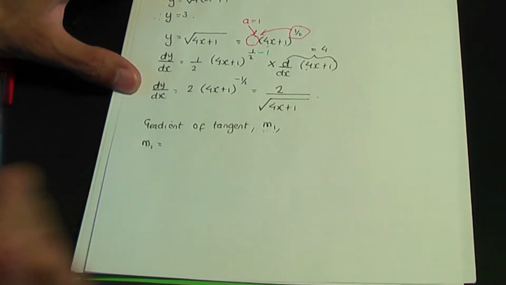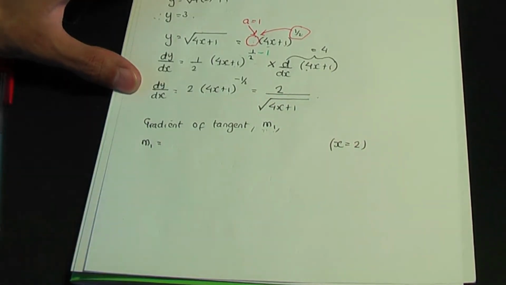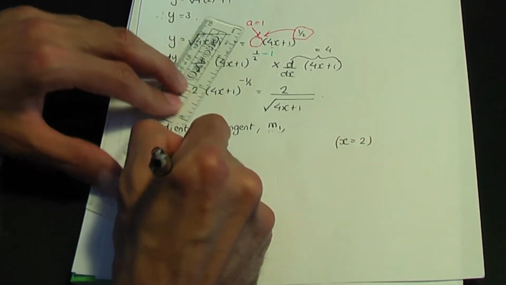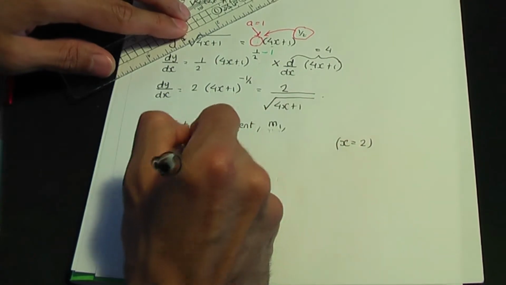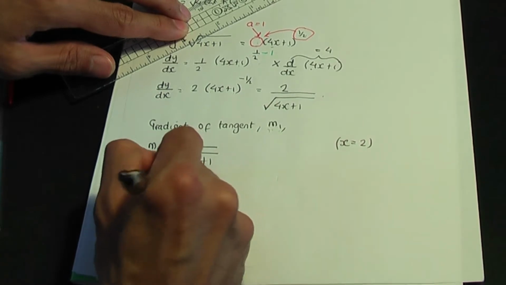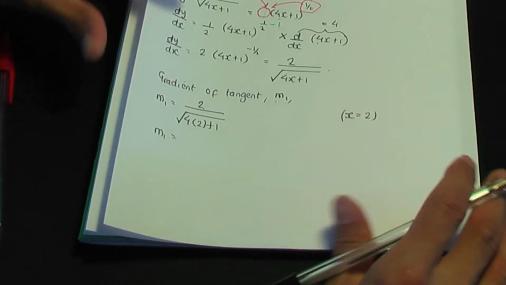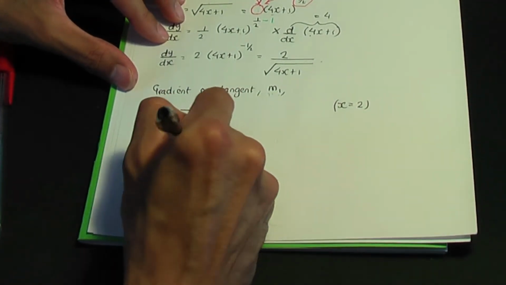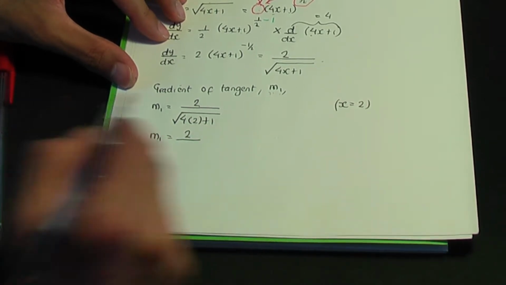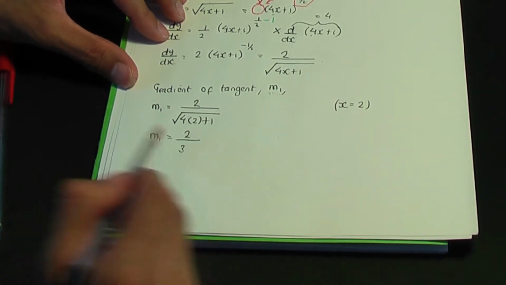So m1 is going to be, if I replace x by 2 in dy by dx, 2 divided by the root of 4 times 2, plus 1. If I continue, I have 2 divided by the root of 4 times 2, which is 8, plus 1 is 9, root of 9 is 3. So the gradient of our tangent m1 is 2 over 3.